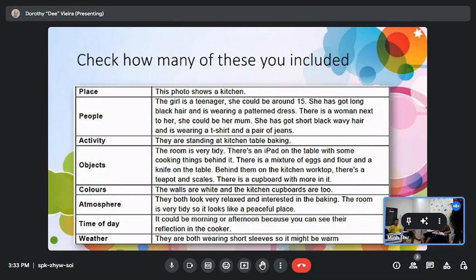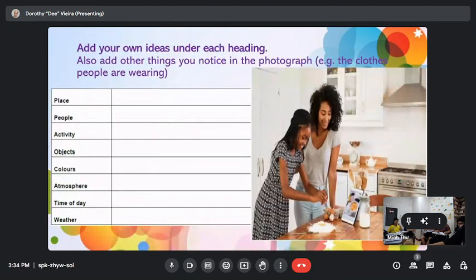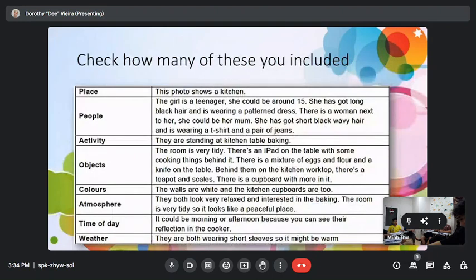I'm done today. Okay. All right, then the weather. They are both wearing short sleeves, so it might be warm. Okay? They're not sure what the weather is, but they're saying, well, they're both wearing short sleeves. Their t-shirt and the dress doesn't have long sleeves, it has short sleeves, so I guess it must be warm. They're both wearing short sleeves, so it might be warm, or it could be warm, or I guess it's warm.